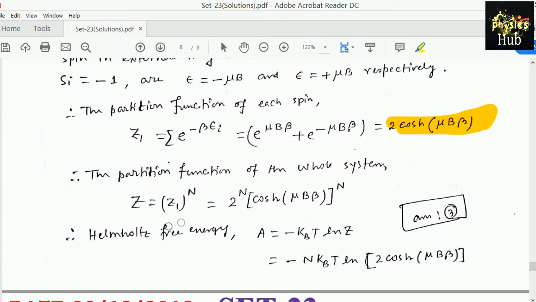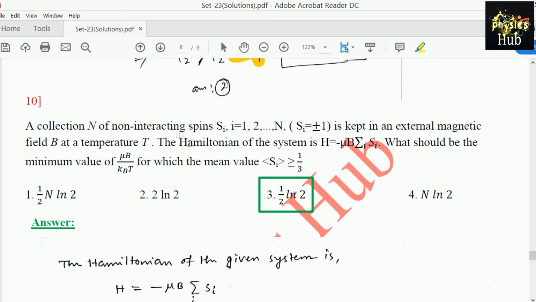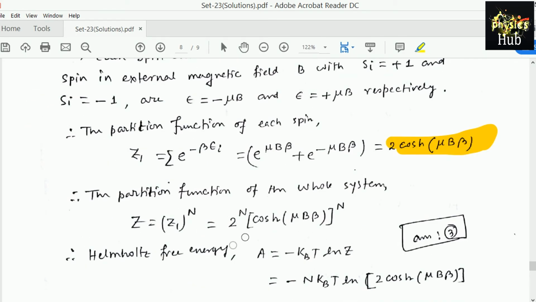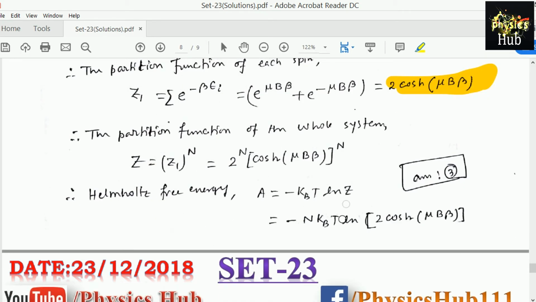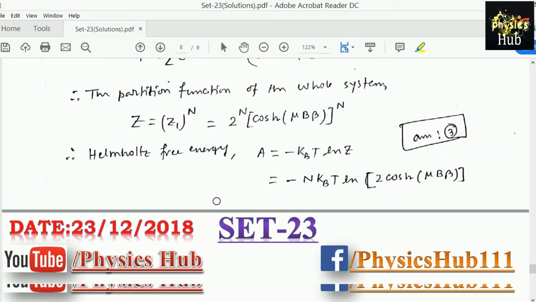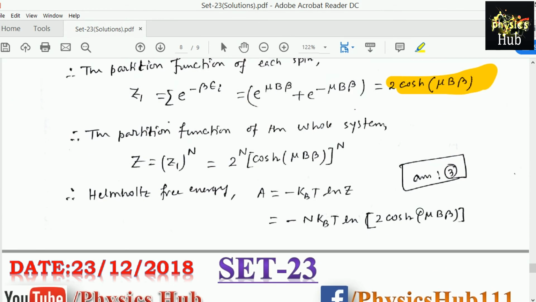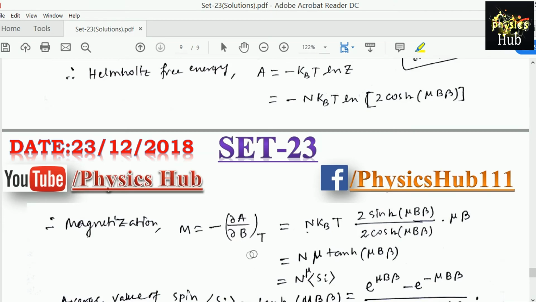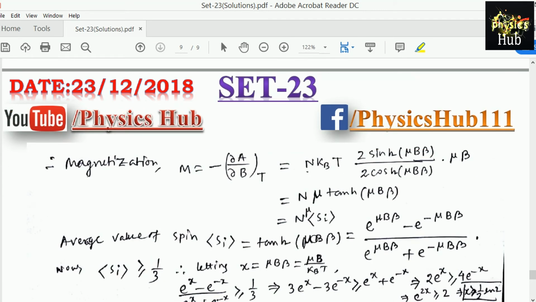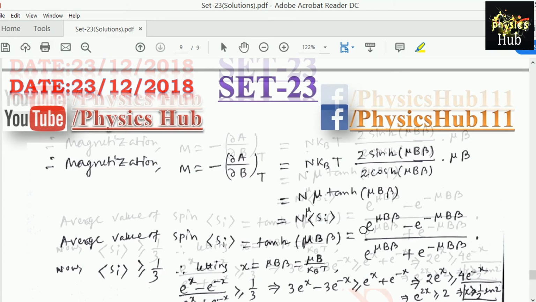The partition function for the whole system, as there are n non-interacting spins, is to the power n, so (2 cosh(mu B beta)) to the power n. Therefore the Helmholtz free energy equals minus kBT ln Z, therefore minus n kBT ln(2 cosh(mu B beta)). Now once we know the Helmholtz free energy, we can find the magnetization, M equals minus del A by del B at constant temperature. So you just take the partial derivative with respect to B, and we find that it equals n into mu, not n to the power mu, n into mu into average Si.